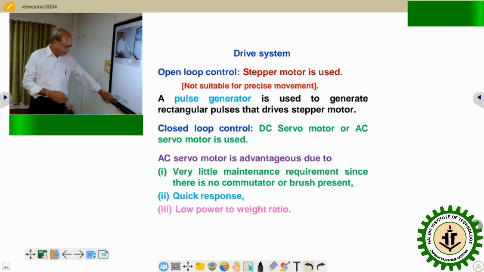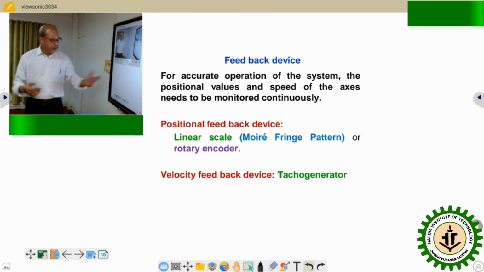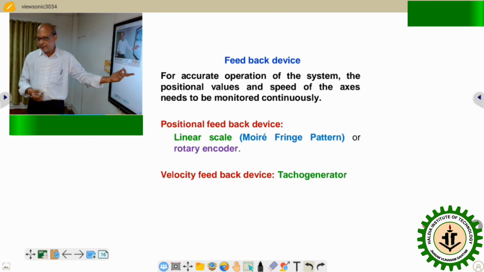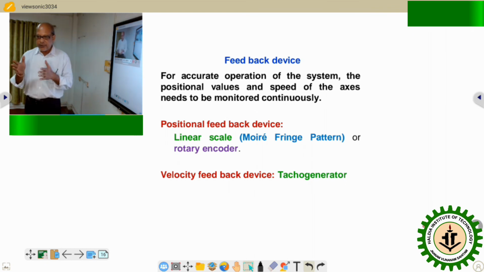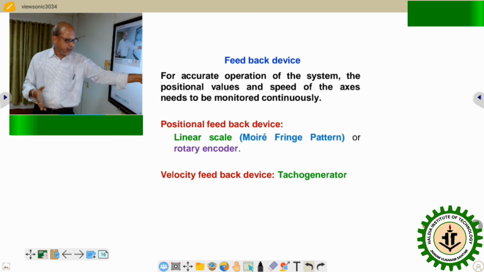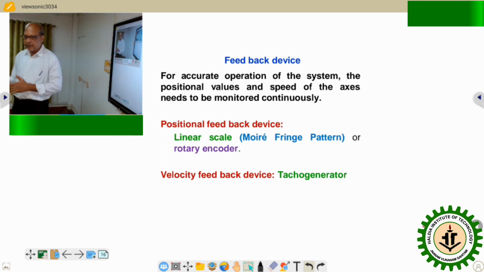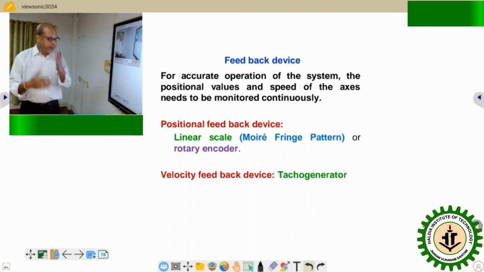Finally, feedback devices. As I told, one is position or displacement measurement and another is the velocity measurement. For positional measurement, you can use a linear scale, which is based on some physics principle. It is called Moire fringe pattern. It is based on the principle of interference of light. Again, we will have a separate lecture exclusively on the feedback devices.